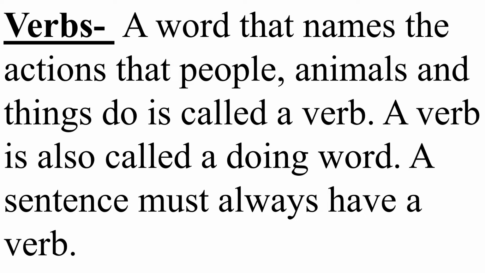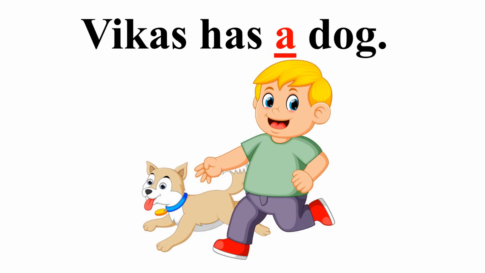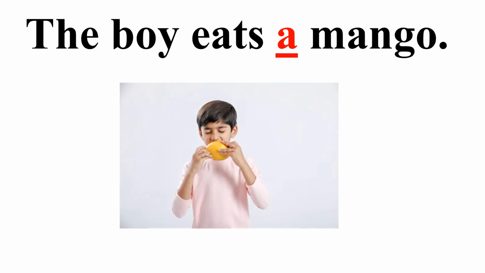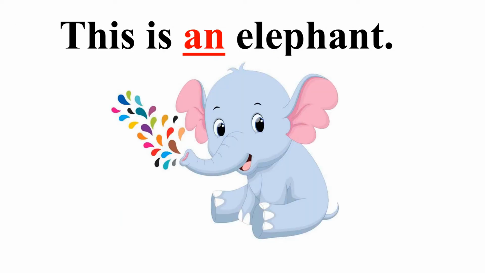Today we are going to study about articles. To know about it, read the examples first. This is a ball. Vikas has a dog. The boy eats a mango. Mohini has an umbrella. This is an elephant.